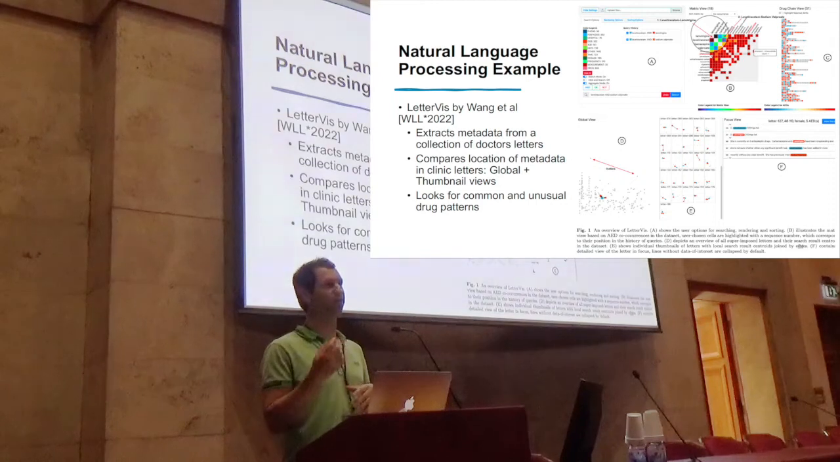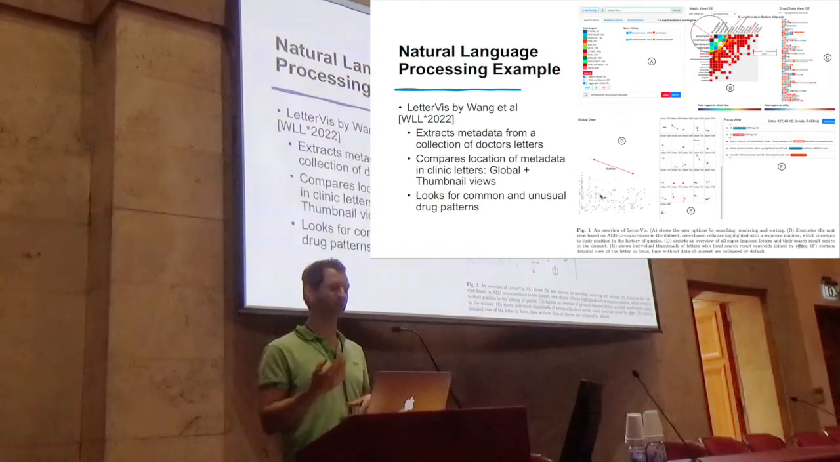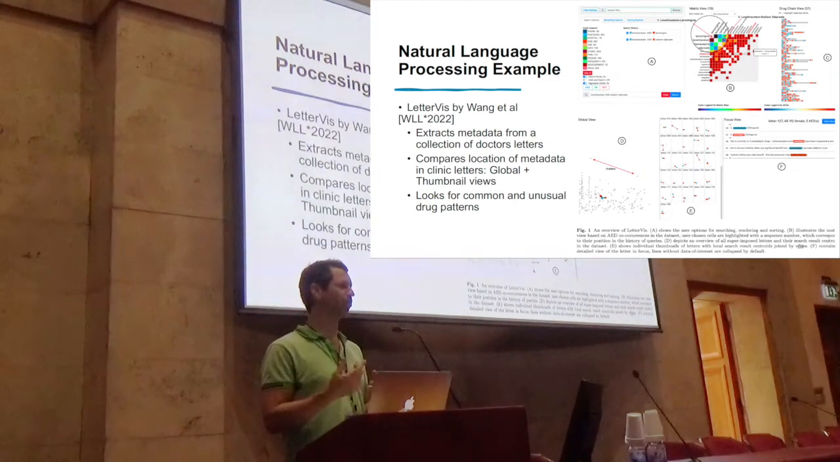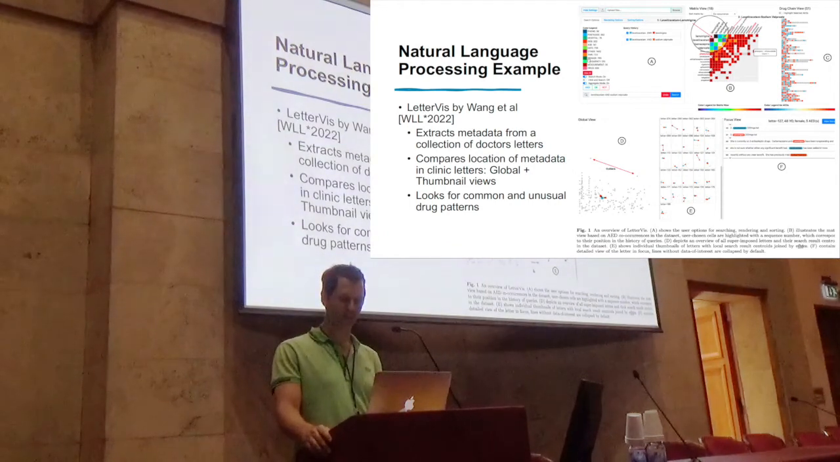So, for example, some drugs should not be prescribed for pregnant women. So, in this system, they can look for those drug prescriptions, and other natural language terms like pregnancy, and see if there are any unexpected combinations. Right here is an overview of the metadata that's extracted from each letter. There's a matrix view that pairs up the drug combinations and looks for popular drug combinations and the unpopular ones, and expected ones and unexpected ones.